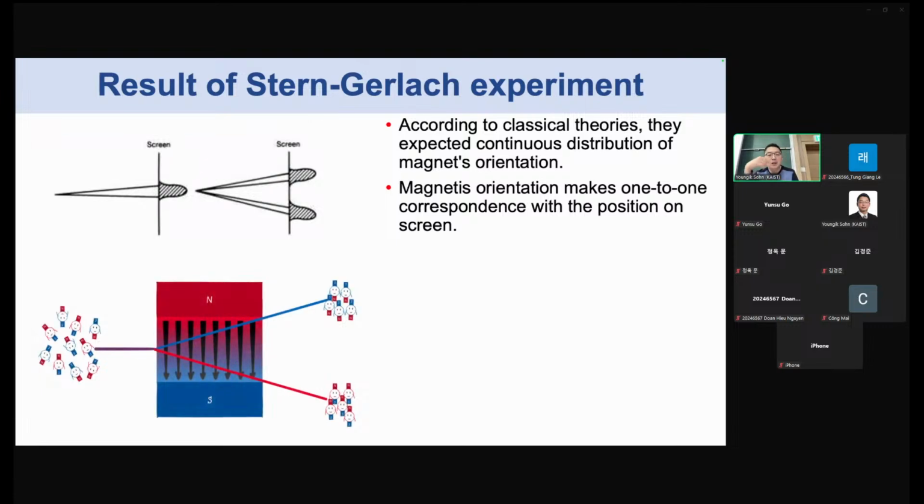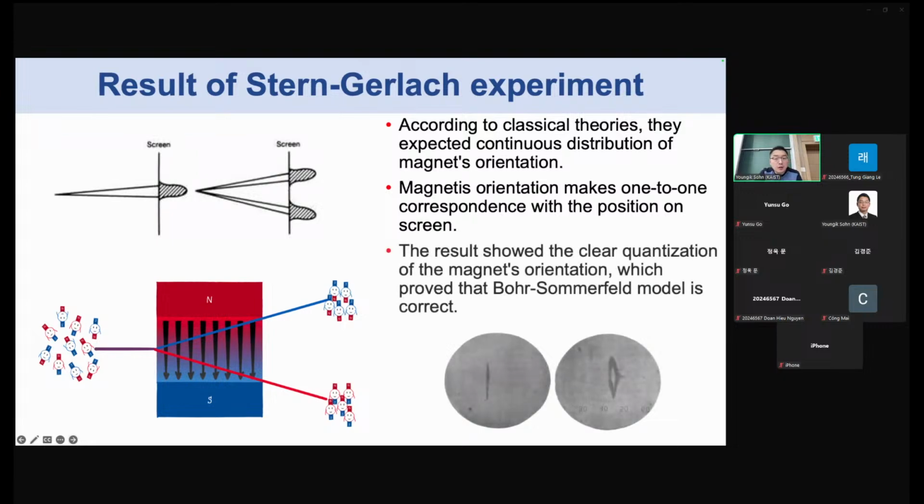And then the magnet's orientation shows up as the location of the arrival along the height axis, okay? One second, let me. The issue is that it showed quantization, all right? So the quantization was a surprise finding. It's the original real data of the Stern-Gerlach experiment.